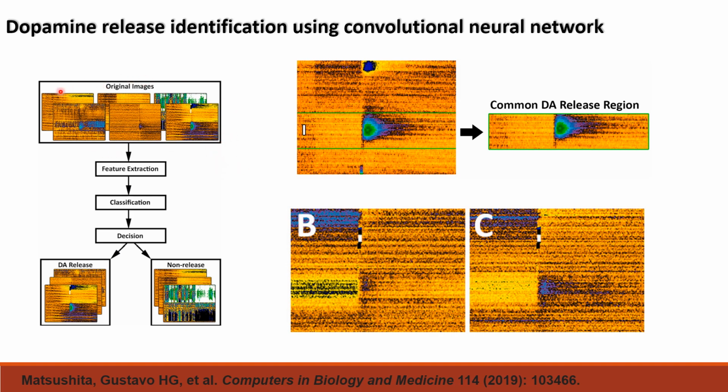So we put the fast cyclic voltammetry data into a convolutional neural network. Then it can classify whether the data is dopamine release or non-release. Here, this is the dopamine release data. We can see the dopamine release region presented here, but here it is non-release data. So the machine learning can help us classify this type of data as well.